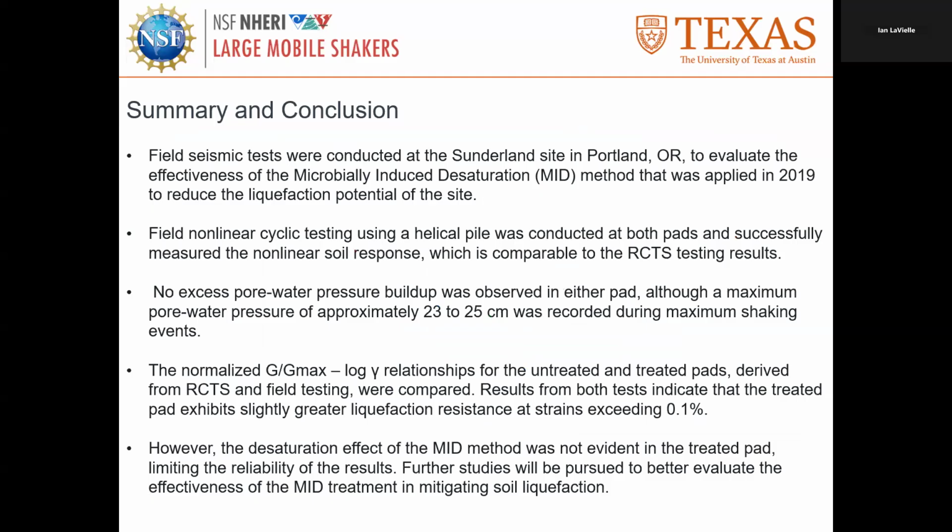Then here's the summary and the conclusion. Field cyclic testing was conducted at the Sunderland site to evaluate the effectiveness of the MID method applied in 2019. We have successfully measured the nonlinear behavior for both pads, and the data is comparable to the RCTS result. There's no excessive pore pressure buildup for the dynamic pressure. We saw 20 centimeters to 25 centimeters at both testing pads.